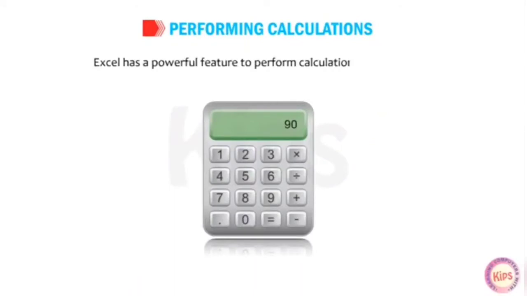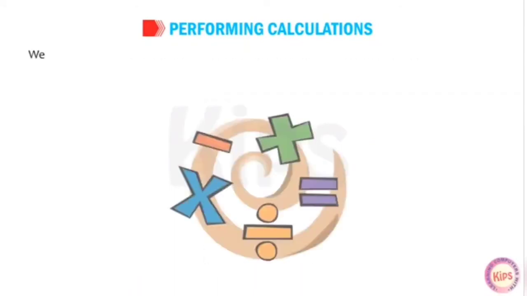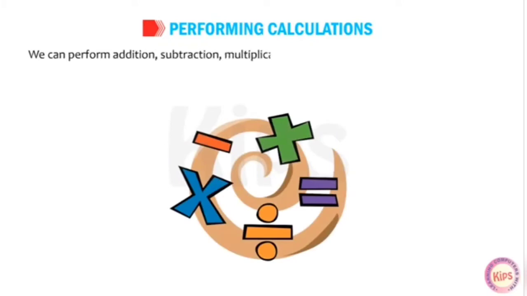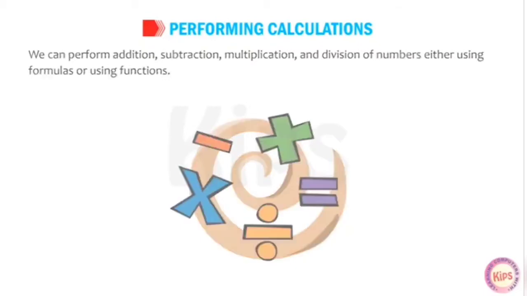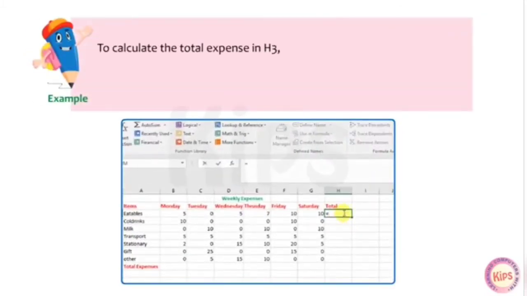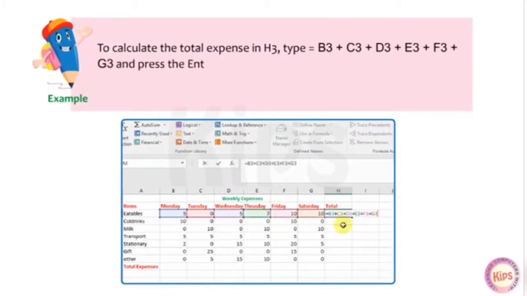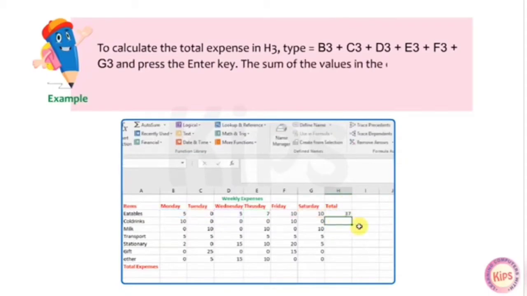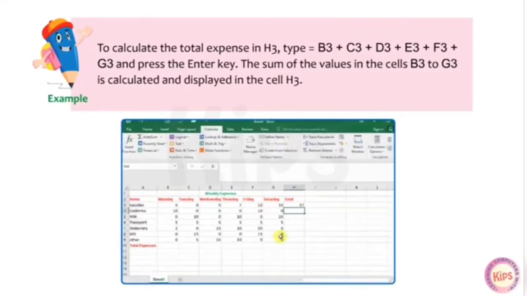Excel has a powerful feature to perform calculations on the data. We can perform addition, subtraction, multiplication and division of numbers either using formulas or using functions. The result of the calculation is displayed in the cell where the formula is entered. For example, to calculate the total expense in H3, type B3 plus C3 plus D3 plus E3 plus F3 plus G3 and press Enter key. The sum of values in the cells B3 to G3 is calculated and displayed in the cell H3.